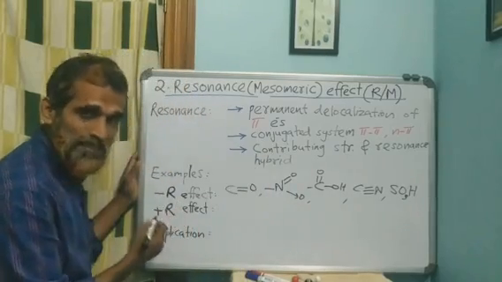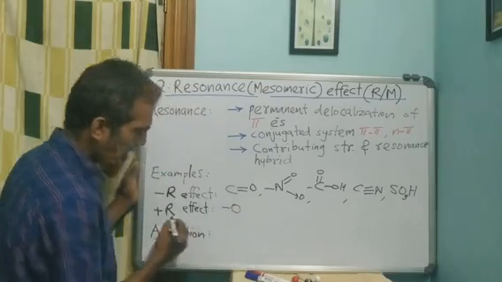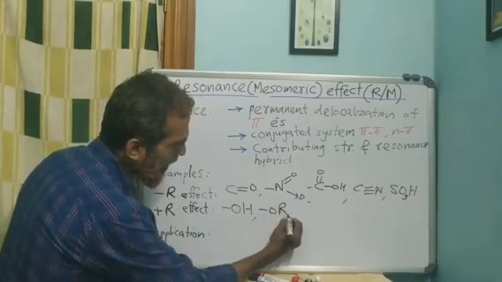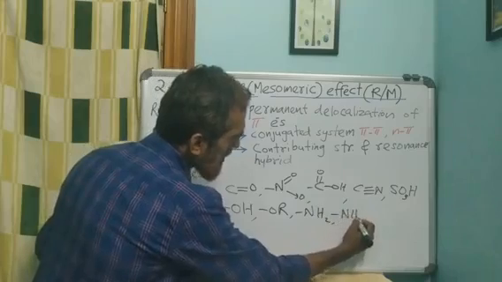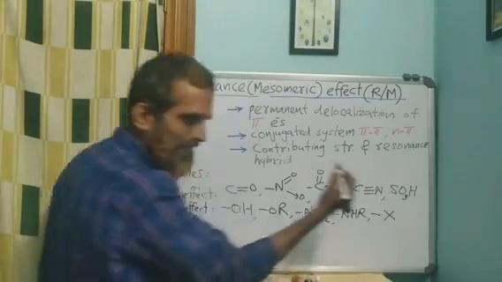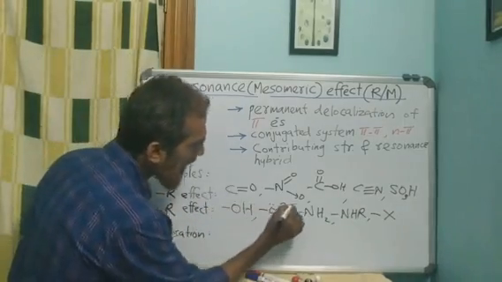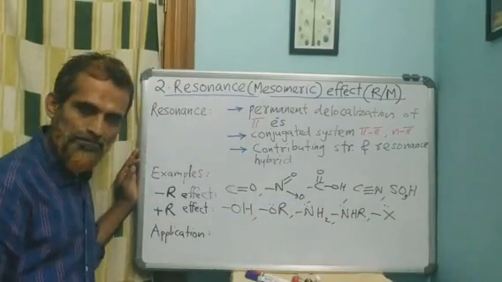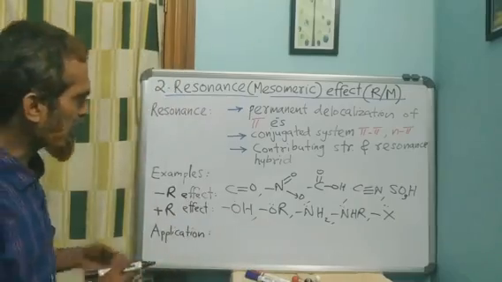And plus R groups, electron donating resonance groups, are OH, OR, NH2, NHR, NR2, and also halogen. What is the common feature of these groups? All of them possess at least one lone pair. They have lone pair, right? So these are the two types of resonance groups.